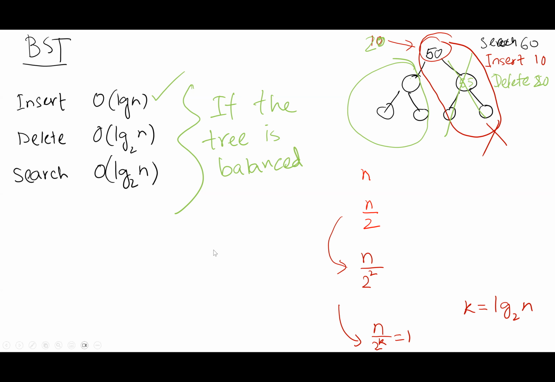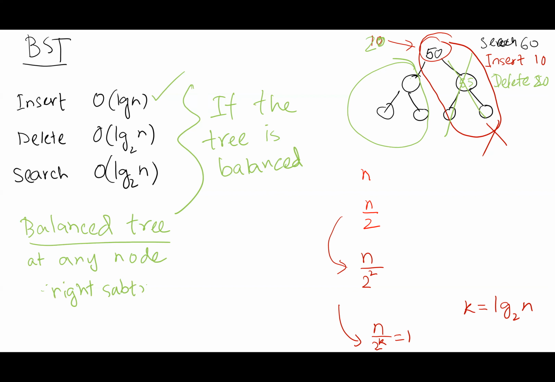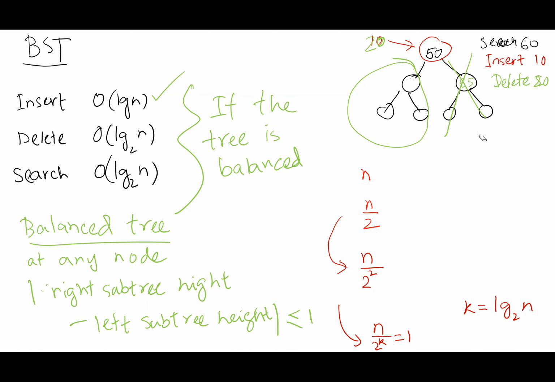So what is a balanced tree? The definition of a balanced tree is: at any node, the difference of the right subtree height and the left subtree height is at most 1, less than or equal to 1, at any node. The difference of the left subtree and the right subtree is 1.